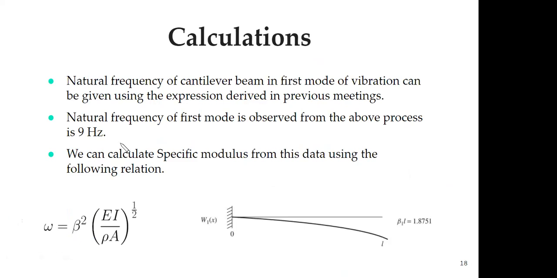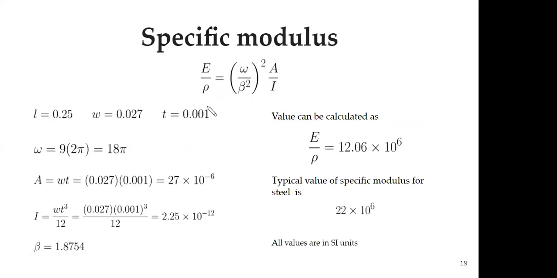Now, for free vibrations, I have also developed the natural frequency expression. So by using this natural frequency, I have calculated a property: the specific modulus, which is Young's modulus divided by density. It comes out to be 12 into 10 power 6. The typical value of specific modulus for steel is 22 into 10 power 6. There is some error in the final output.